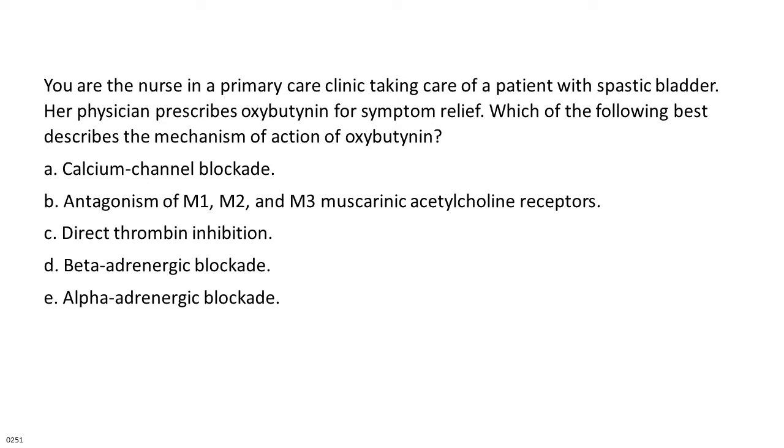You are the nurse in a primary care clinic taking care of a patient with spastic bladder. Her physician prescribes oxybutynin for symptom relief. Which of the following best describes the mechanism of action of oxybutynin? A. Calcium channel blockade. B. Antagonism of M1, M2, and M3 muscarinic acetylcholine receptors. C. Direct thrombin inhibition. D. Beta adrenergic blockade. E. Alpha adrenergic blockade.